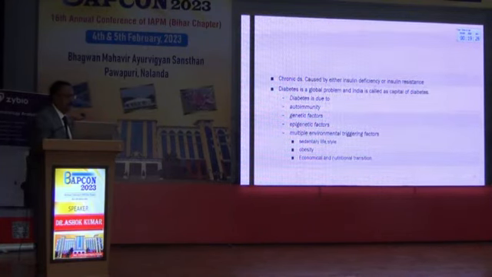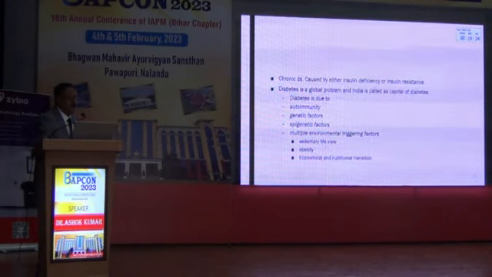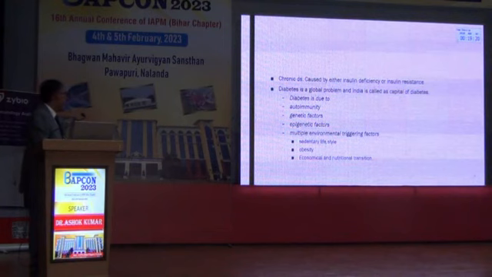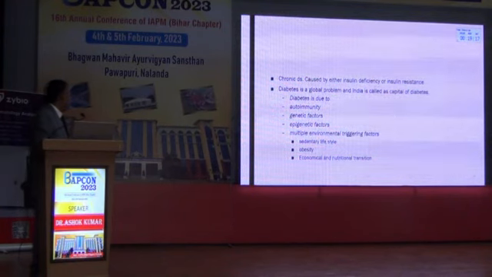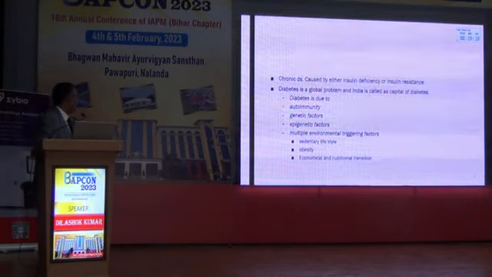Diabetes is due to autoimmunity, epigenetic factors, genetic factors, and multiple inherited triggering factors like sedentary lifestyle, obesity, and economic and nutritional transition.